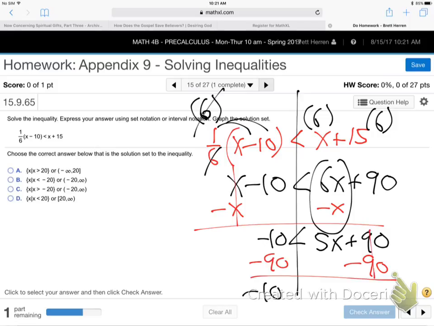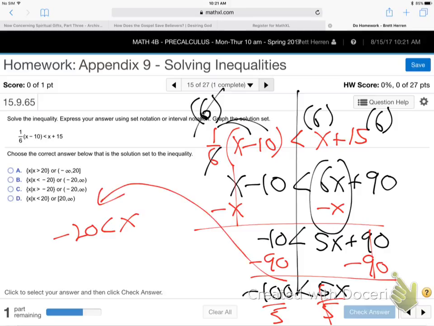We get here minus 100 equals 5x. Last step to solve this: divide both sides by 5. And what do we got? Minus 20. We have it like that, don't we? I just brought this over here. Everybody see what I'm doing?